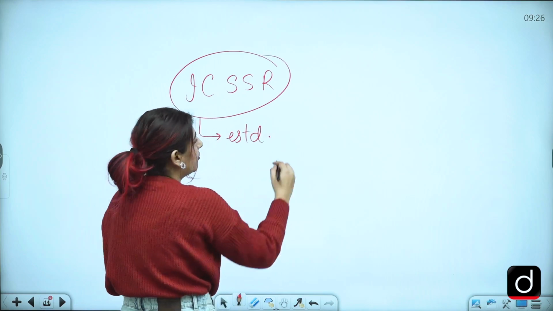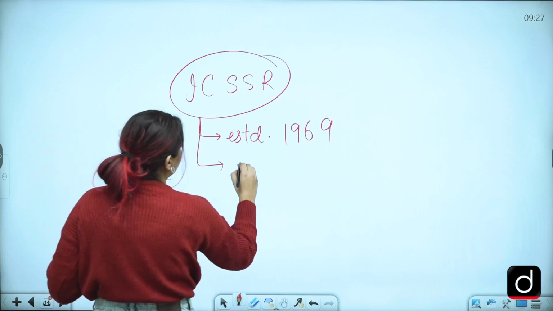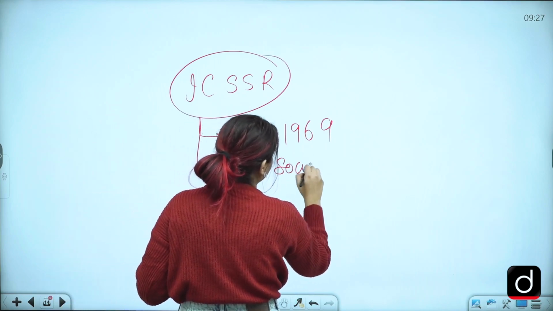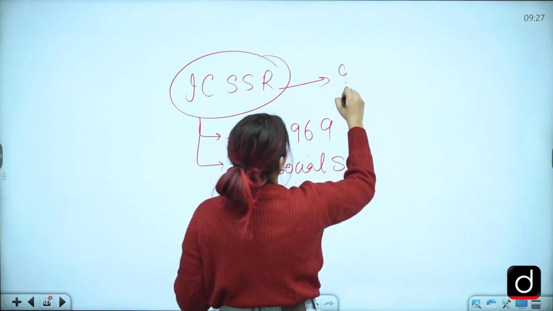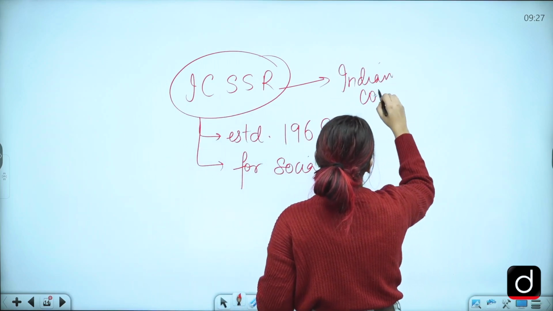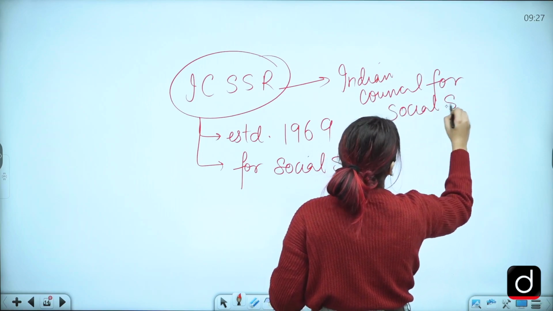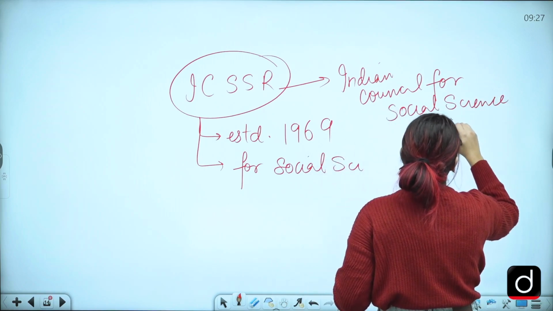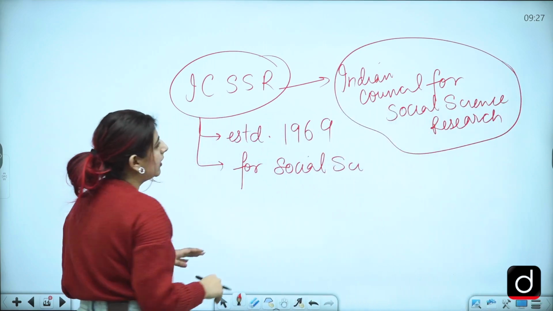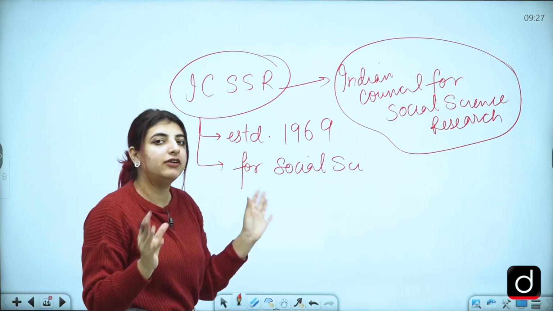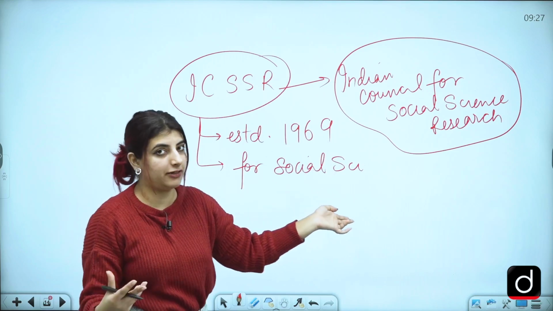Established. This is just my way of making notes that I am telling you, it might not work for everyone, right? And then for social sciences, of course you are supposed to write down the full form, that is Indian Council for Social Science Research. So rather than writing the complete point, in these 3 points we have covered the entire thing: what is the full form, when was it established, what is it for, the objective, correct?